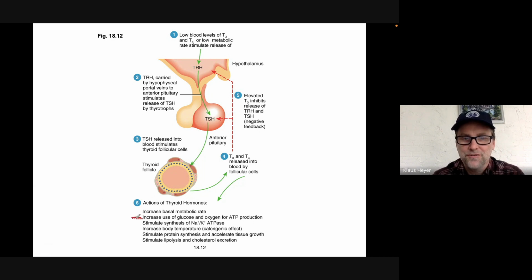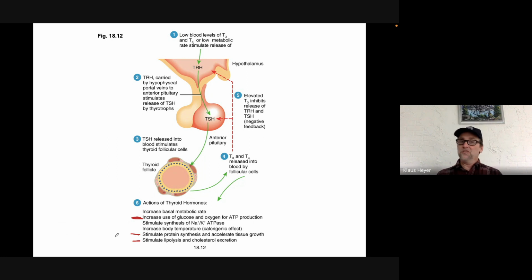so we're back to messing with the sugar. Why? To make ATP. Messing with your fats. Why? To make ATP. And then increasing use of amino acids to make protein. Just like steroids, different reason. This is thyroid hormones. This is just metabolism.